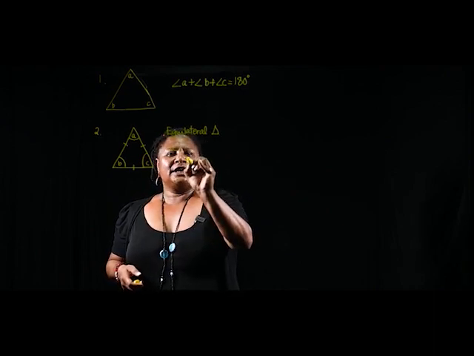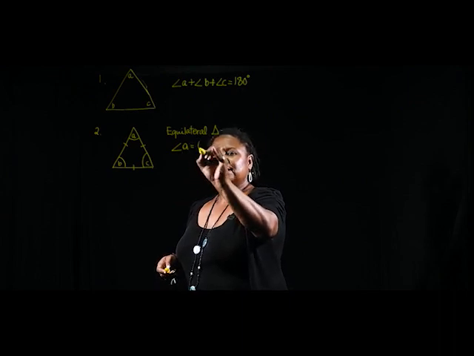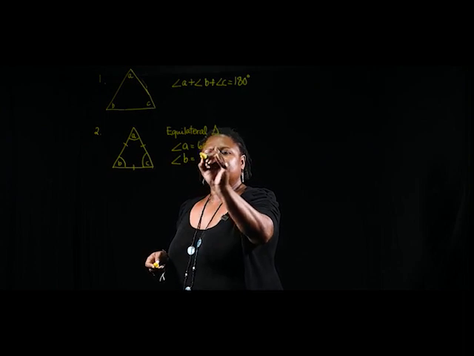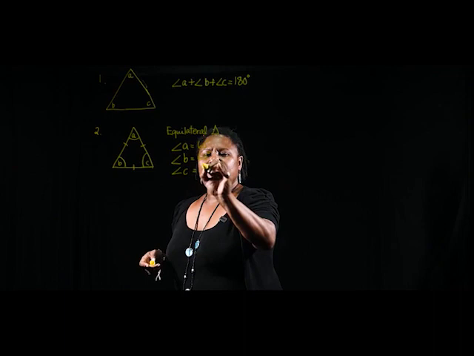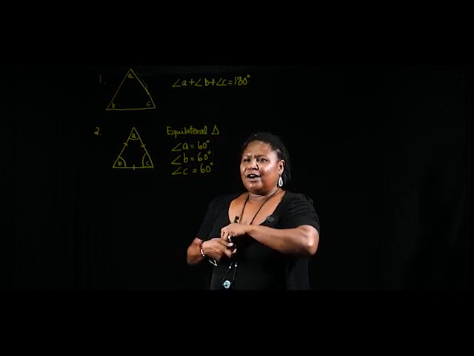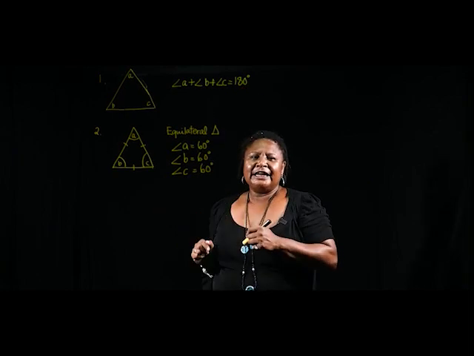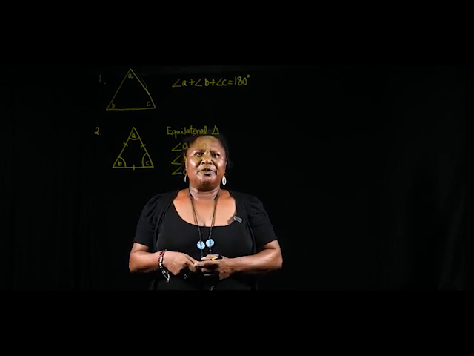So let's say angle A is equal to 60 degrees, angle B 60 degrees, and angle C is also equal to 60 degrees. Okay, now 60 plus 60 plus 60 will give us 180 degrees. That's the angle sum of a triangle.